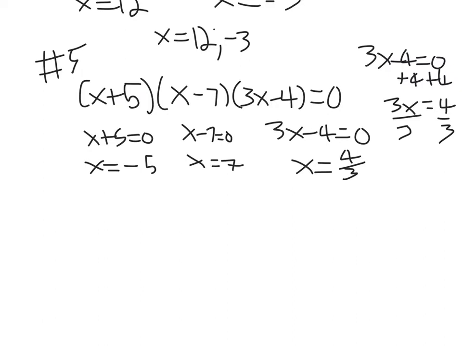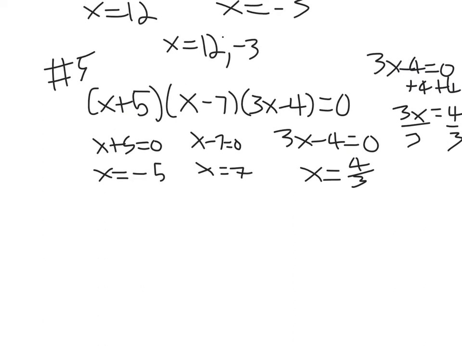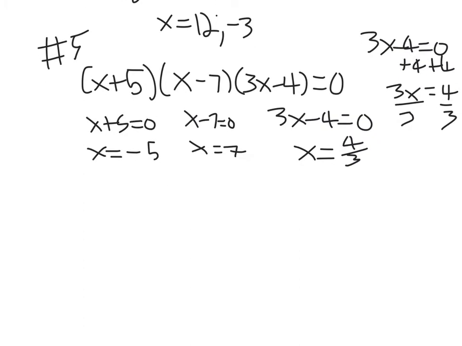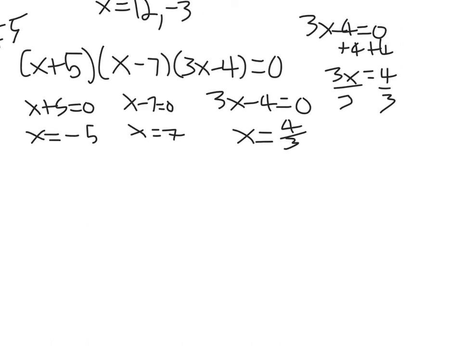And now on a problem like this, you have three of them. So it'd be x plus 5 times x minus 7 times 3x minus 4 equals 0. And it's simply just like we've been doing for the last problems. It'd be x plus 5 equals 0, x minus 7 equals 0, and 3x minus 4 equals 0. So you'd solve that and get x equals negative 5, x equals 7, x equals 4 over 3.